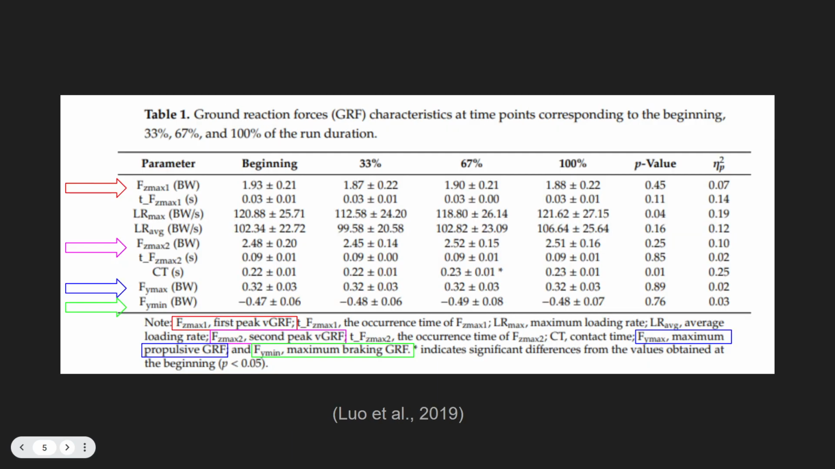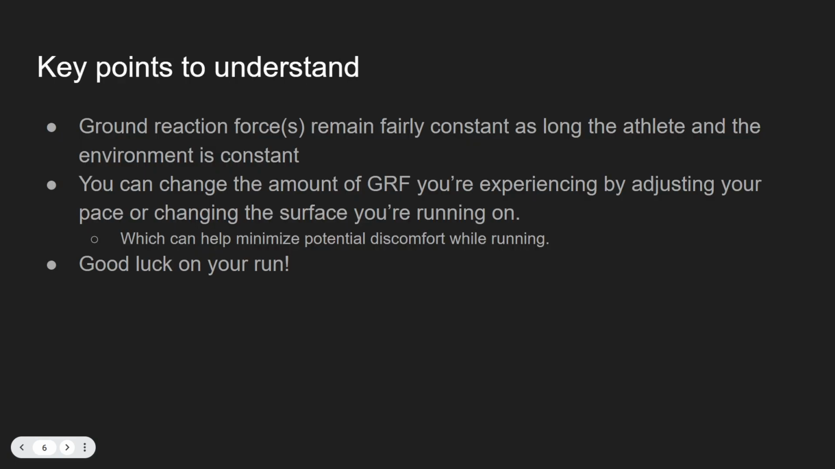So what this set of data basically tells us is that from the very beginning of a run all the way to 100% of exhaustion, the most important factors, the first peak of ground reaction force with the red arrow, the second peak with the purple arrow, and the propulsive force and the braking force with blue and green, all of those values are fairly constant throughout the entire time from the very beginning to exhaustion. That means that throughout an entire event, you can adjust how much ground reaction force you're experiencing, and it'll remain fairly constant regardless of how exhausted you are.